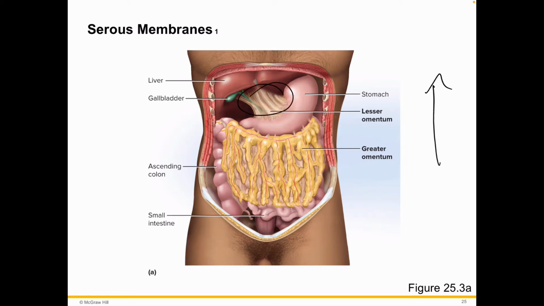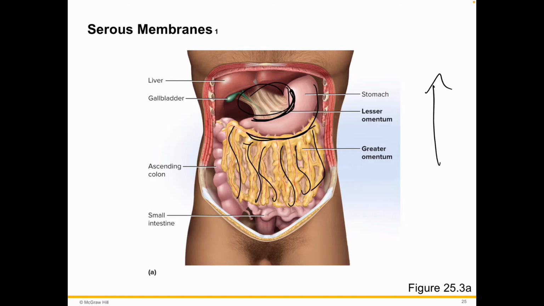The lesser omentum is right here on this internal groove of the stomach. The greater omentum is on the larger side curvature of the stomach, as well as draping down in front of all of the smaller intestines, as well as covering part of the transverse colon of the large intestine.